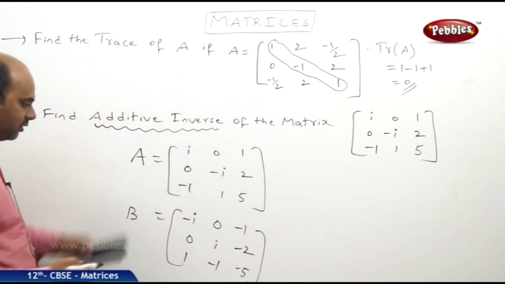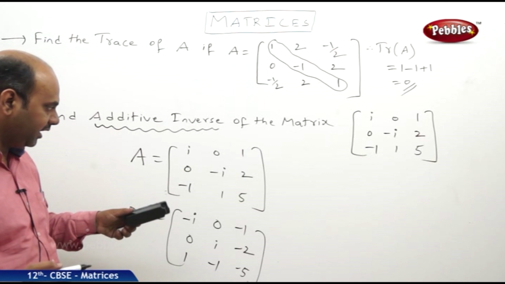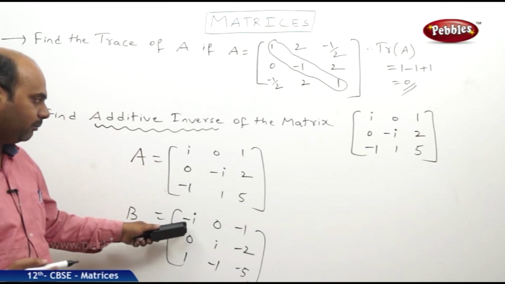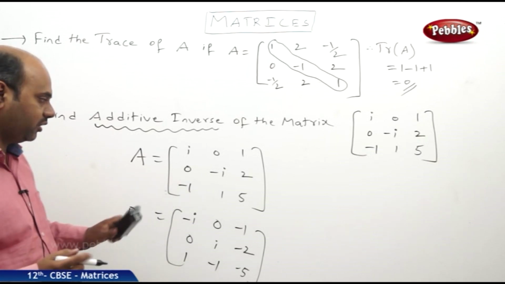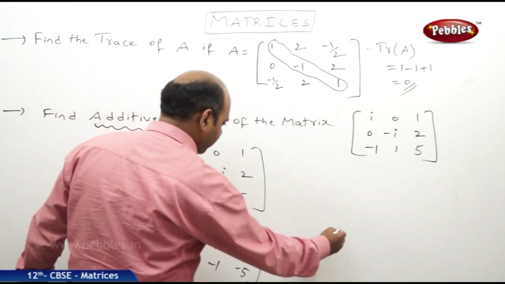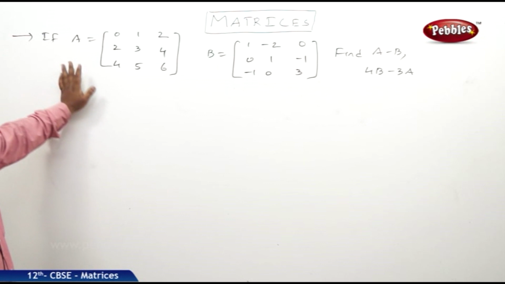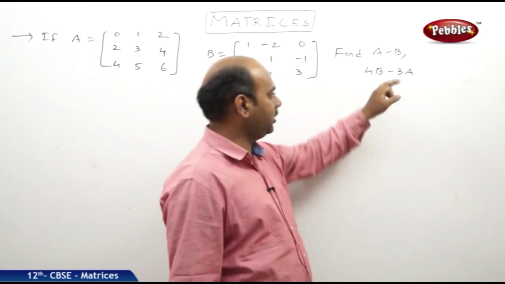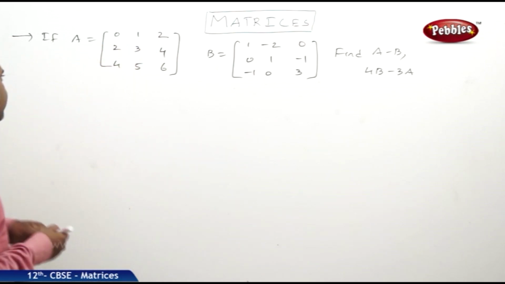So the additive inverse of the given matrix is obtained by replacing each element with its minus sign, except for 0. So this is our required answer. Another problem: two matrices are given. We need to find A minus B and 4B minus 3A.